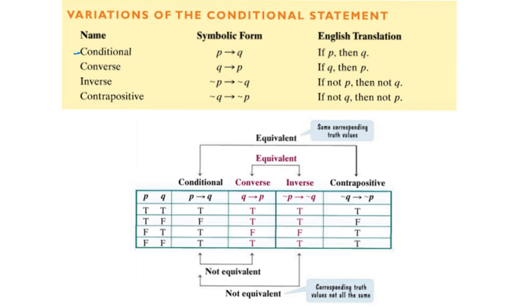The inverse is if not P, then not Q. And we just went over the contrapositive. If not Q, then not P. So notice from the table below, and we already know this, that the conditional and the contrapositive are equivalent. There are two different ways to say the same thing.